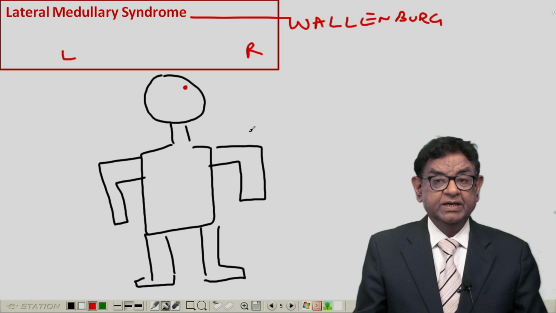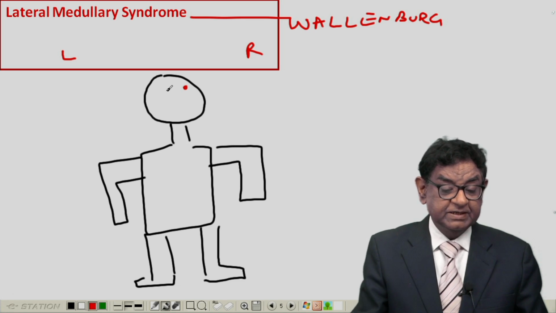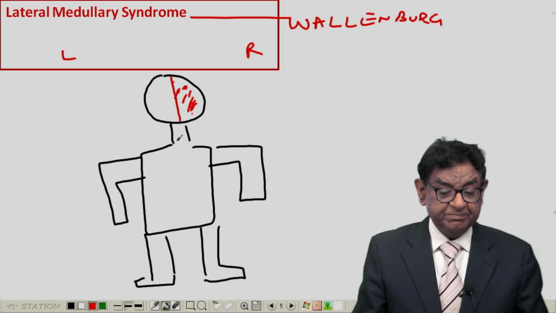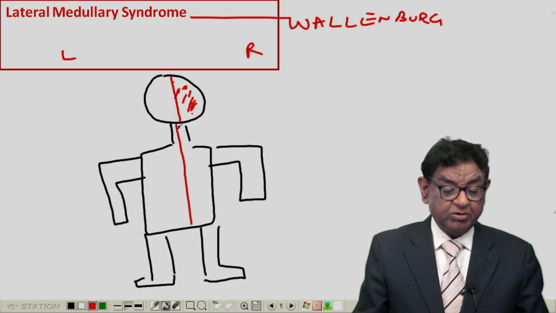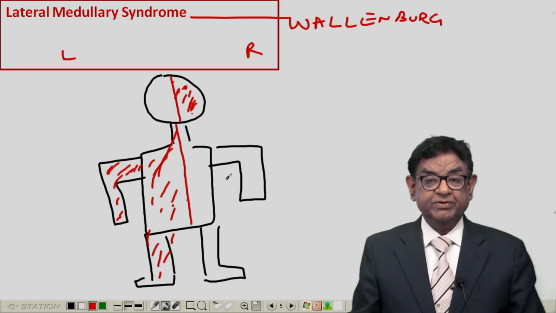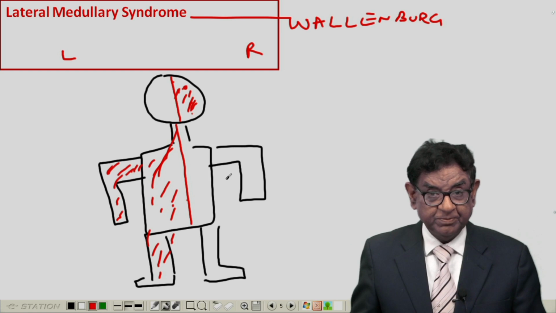Okay. Now how will the patient manifest? There will be ipsilateral loss of all sensation, pain, touch, temperature in particular, and there will be contralateral loss in the body. This is what we get in lateral medullary syndrome.